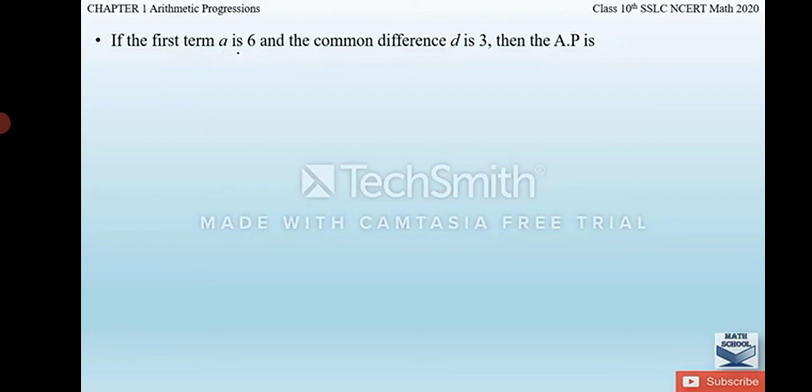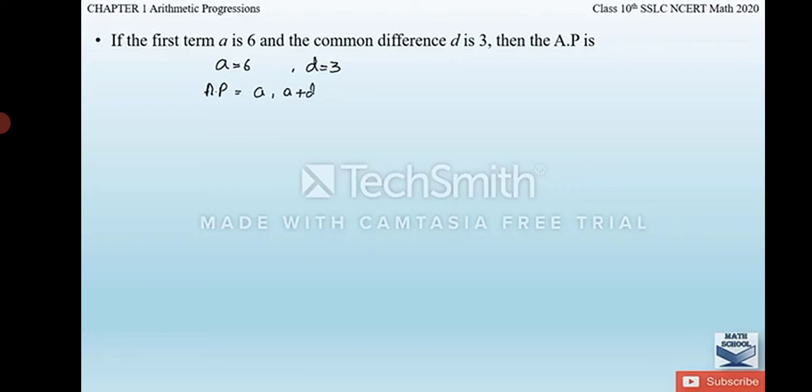Now, to find an arithmetic progression, what are the minimum things that you require? You require A, the first term, and D, the common difference. You require both. So for the first term A equal to 6 and the common difference D equal to 3, let us determine the AP here.